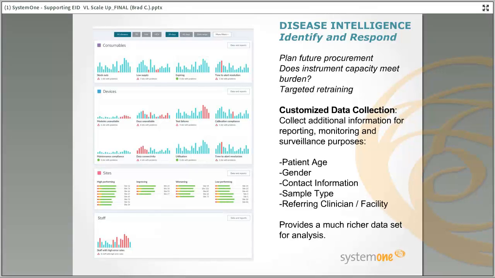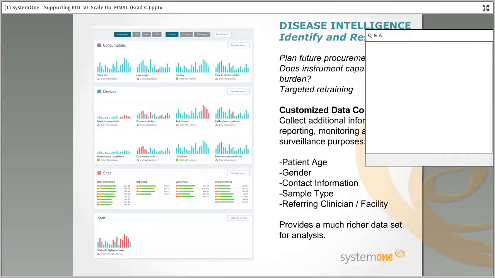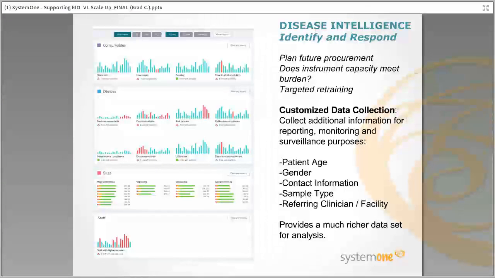You can make sure that your capacity meets your targets, your burden in your different regions, not just in terms of a community burden, but in terms of throughput requirements for your high and low burden districts, as well as identifying users on the system automatically for targeted retraining. If somebody has not had sufficient training on the system, which is resulting in a number of errors and invalids, then the system can actually start automatically identifying these people and calling them out on the system to provide the targeted training.